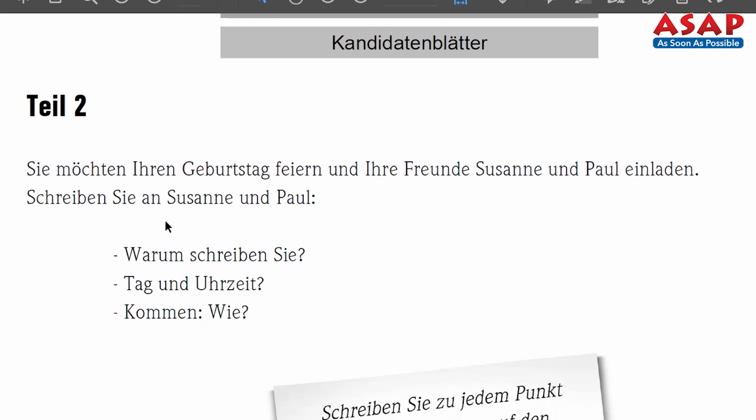Now if you have learned German already, probably you will think this is a very simple statement and I understand it. Yes, but still when we check the students' answers, we notice that students did not understand that they had to write as if it is their own birthday. So they write the same thing: Sie möchten Ihren Geburtstag feiern, ich komme, or Ihre Freunde Susan Paul wir einladen. Means who is writing, to whom you are writing, we don't actually understand when we check the answers.